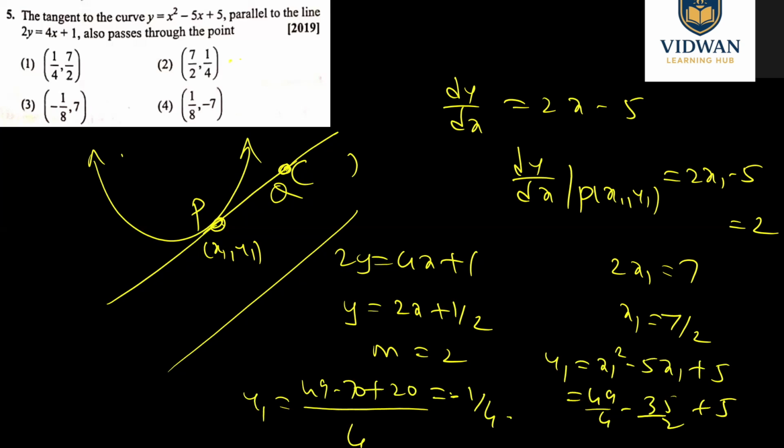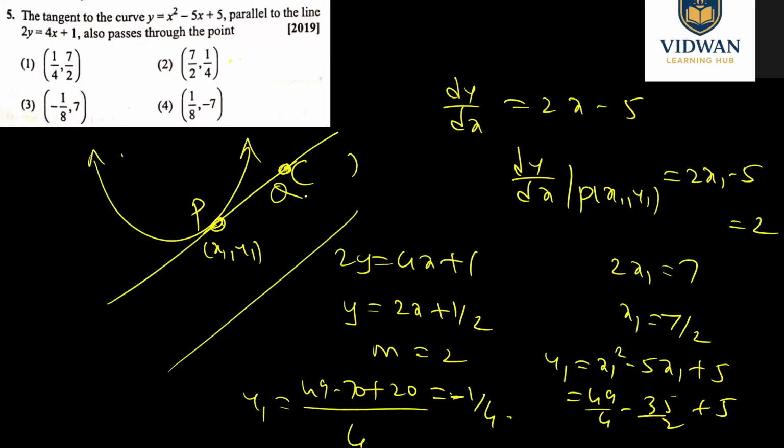Okay, so the coordinates are 49 by 4 minus, yeah. So you're getting minus 1 by 4. So did you get 7 by 2, 1 by 4 or 7 by 2, minus 1 by 4? Probably they may give 1 by 4 only. You're getting minus 1 by 4 only? No, sir, positive only, sir. Positive? No, sir, minus 1 by 4. Just check, because they've not given that.